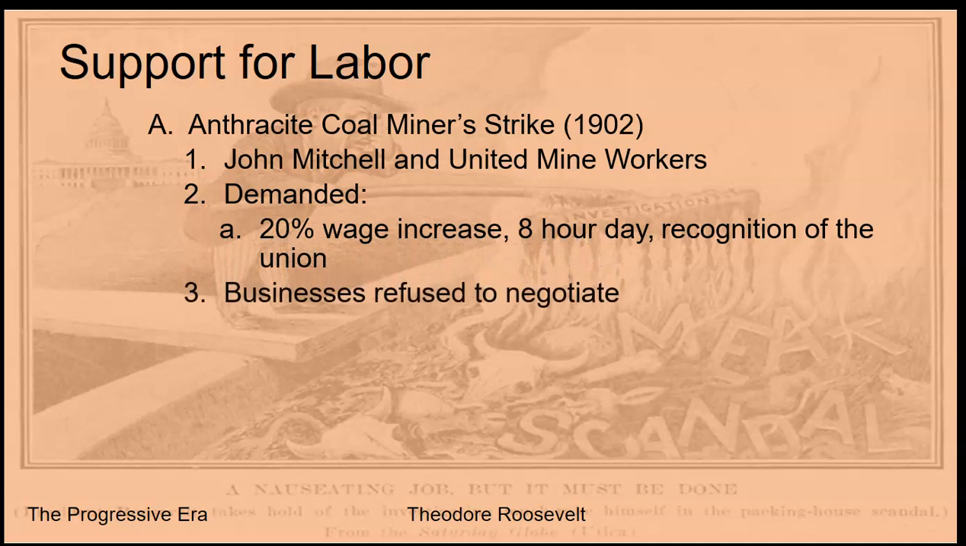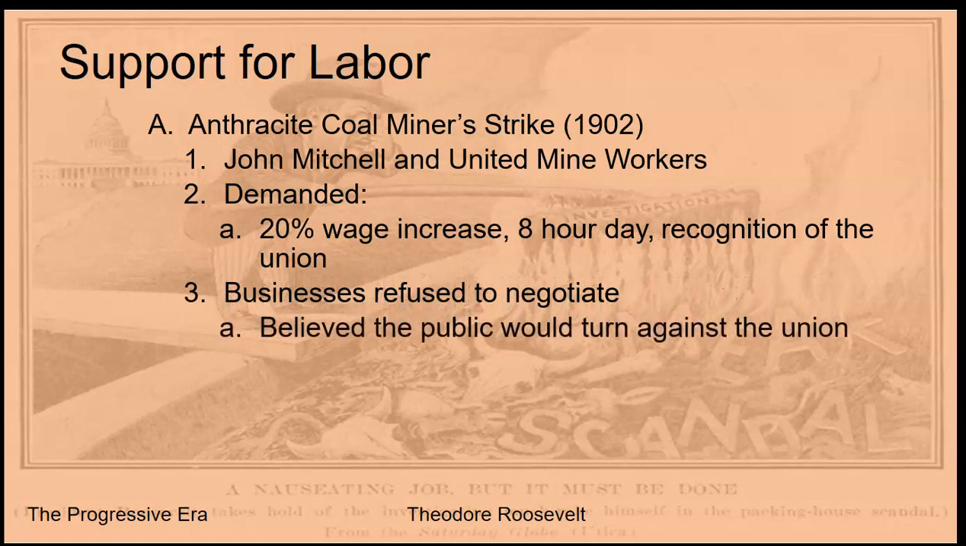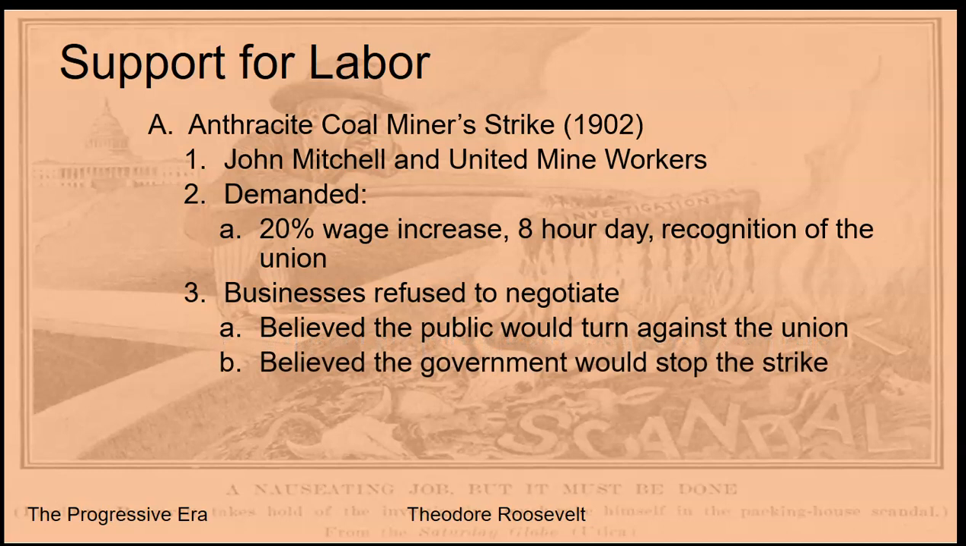Now, the businesses refused to negotiate with the union. Okay, businesses felt that as time went on and the available supply of coal dwindled, the price of coal would rise. This would put financial burden on the American public, and therefore the businesses felt the public would turn against the union. And more than that, they felt that the government would then step in to shut the strike down and force the workers to return to work. They said they had history on their side. The government always was on the side of business.